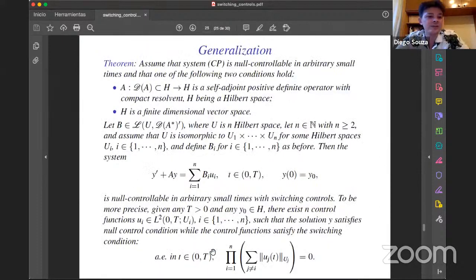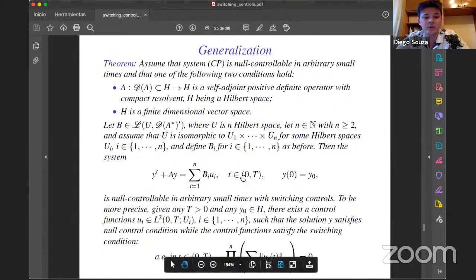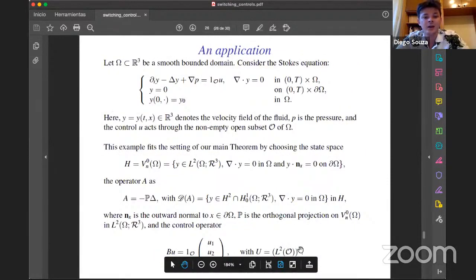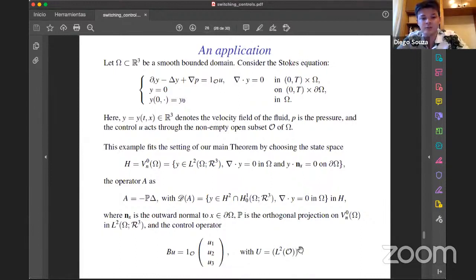So this theorem can be generalized into considering any controls, and the switching control property is like that. And there is an application in the case of Stokes. So if anyone is interested, you can ask in the question time.